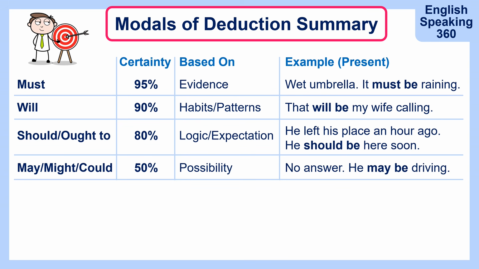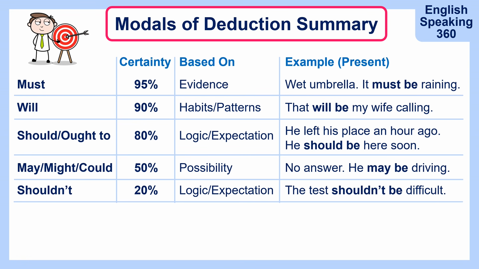May, might, and could, only 50%. It's a possibility. It is one of the possibilities. If you call a friend and there is no answer, you can say, he may be driving. He might be driving. He could be driving. They are all the same. Shouldn't, 20%. Once again, based on logic, based on expectation. The test shouldn't be difficult. I'm a good student, so the test shouldn't be difficult.